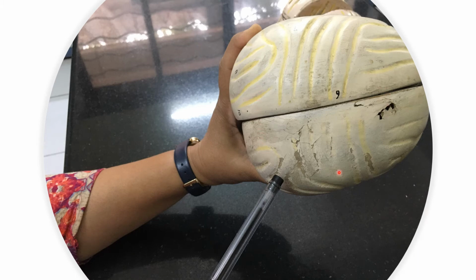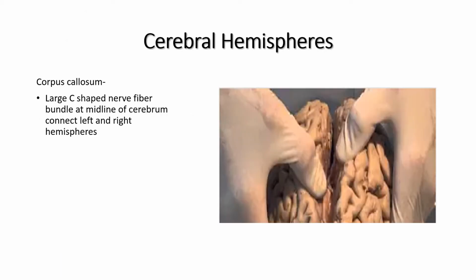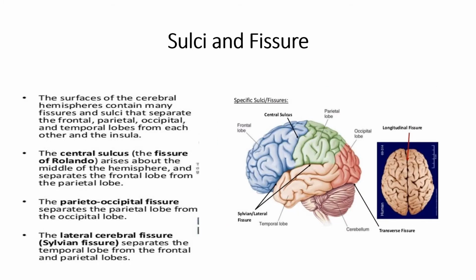This is the entire mass of the cerebrum, which is divided into 2 halves, the right and left hemispheres, by one deep central fissure. The right and left cerebral hemispheres are connected by the corpus callosum. It is a large C-shaped nerve fiber bundle present at the center of the cerebrum. Students, in this picture we can see the different sulci and fissures present in the human brain.